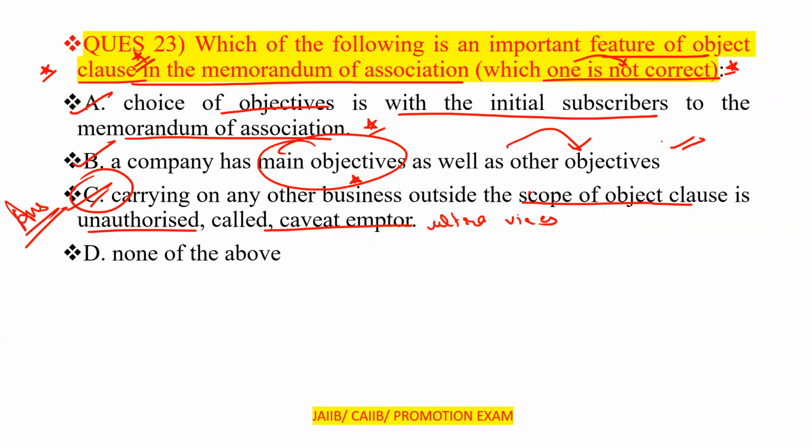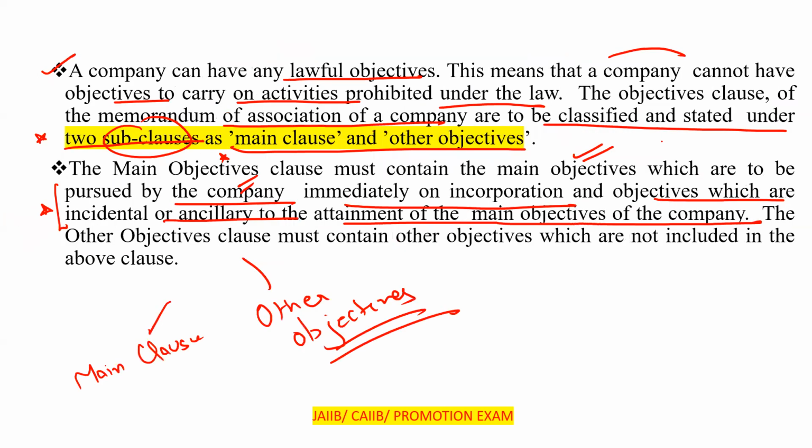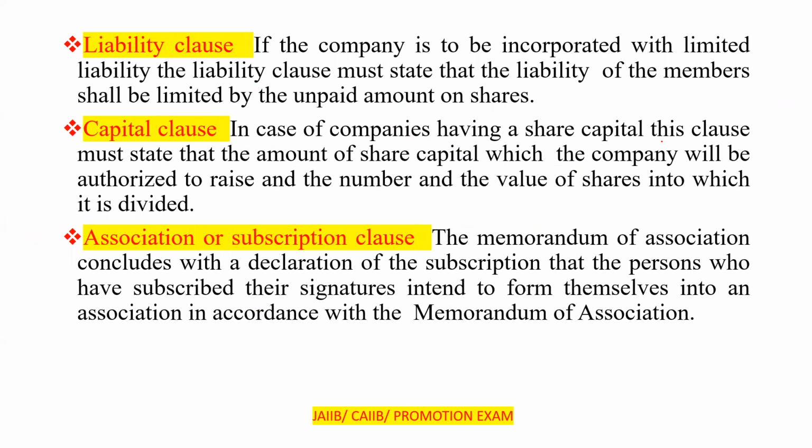So I am asking again and again, kindly go through the theory very well. Only after that will you be able to answer the question further. Why am I discussing these three clauses? Because there is also confusion on the basis of that: the liability clause, the capital clause, and the association or subscription clause. I will discuss here only the capital clause. Please try to understand this one, because after that you have to answer the question on the basis of that.